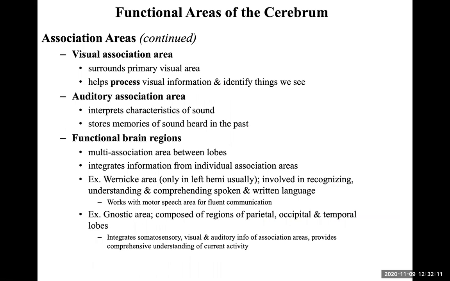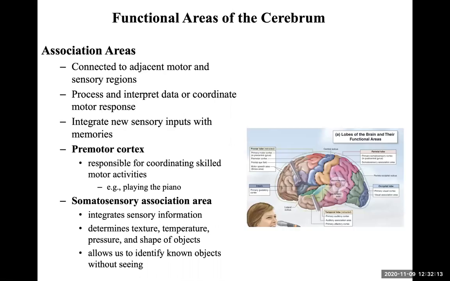Corey, are the association areas always coordinated with a motor or sensory region, or are they ever on their own? Yeah, that's a great question. So they are never on their own. You mean, do they just stand alone and then incorporate information from all of the different areas of the brain? Yeah, are they standalone, of their own function and of their own reason for existing? I'm having a hard time.